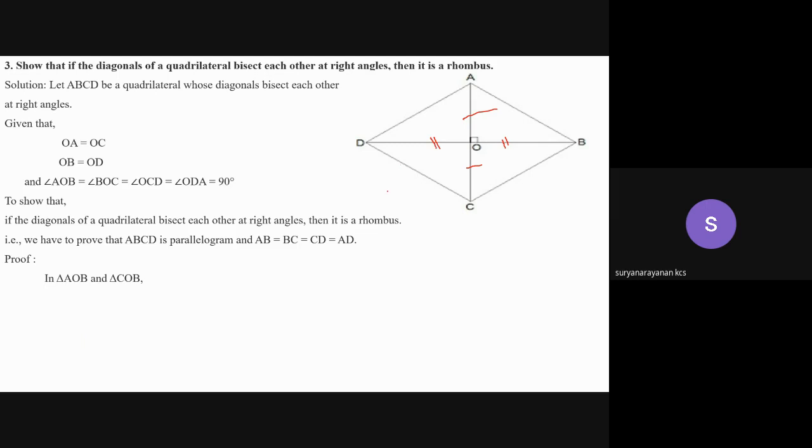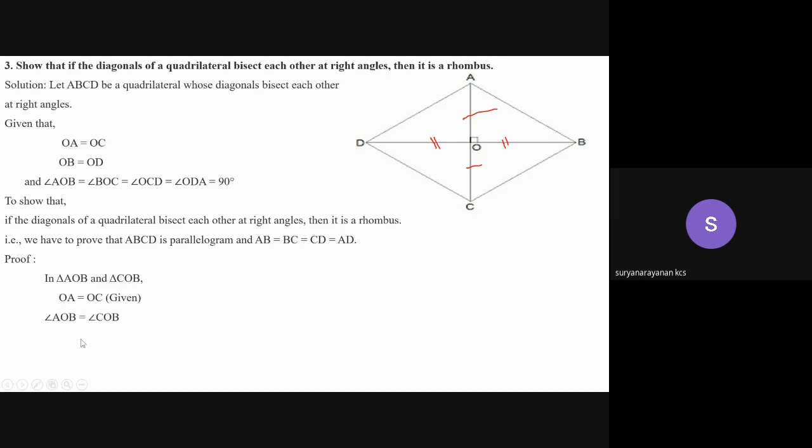Yes or no, my children? Here we are taking these two triangles, triangle AOB and triangle COB. Which parts of these two triangles are equal? Can you observe and tell me which parts of this triangle are equal? Yes, OA is equal to OC. It is given because they are bisecting. That is why we have written this statement. OA is equal to OC.